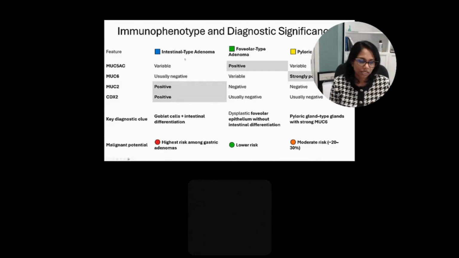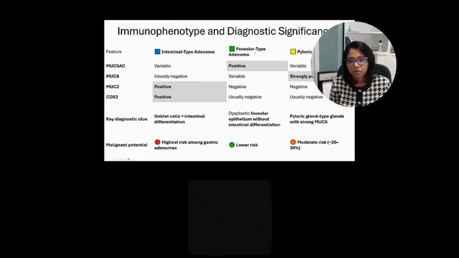I didn't usually do immunohistochemistry, but I'm beginning to lean towards it to help me. When you have an intestinal type adenoma, it doesn't really matter. It is adenomatous dysplasia, so I wouldn't waste time doing any immunohistochemistry. You have the goblet cells, you have the intestinal differentiation. It's important to recognize, because it does have the highest risk of progression to adenocarcinoma.